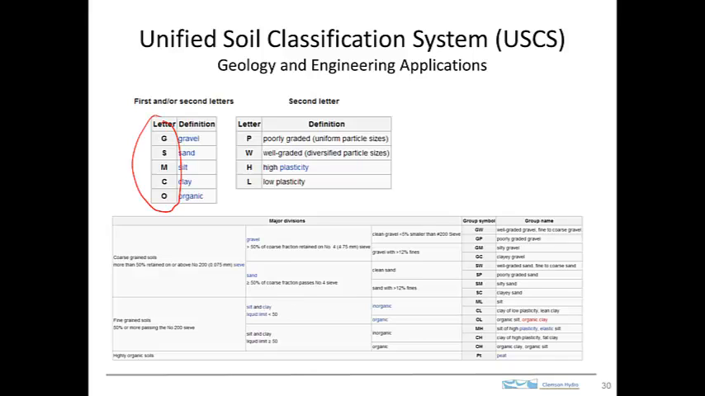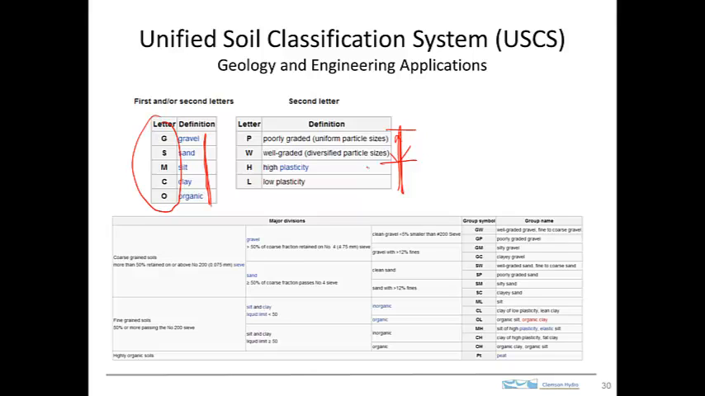This would be the first letter, G, S, M, C, or O, depending upon whether it best meets these characteristics. And then, following that, we would have one of these four letters. And we've got these two, which is the degree of grading or the degree of sorting. Poorly graded is well sorted or a uniform particle size, and well graded is poorly sorted and a wide range of particle sizes.